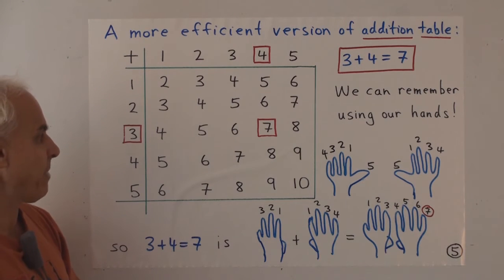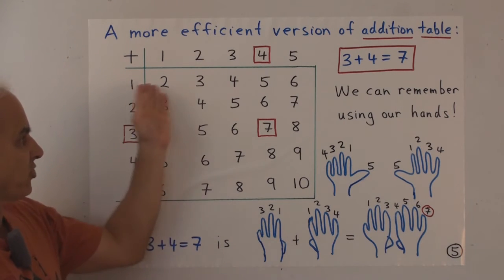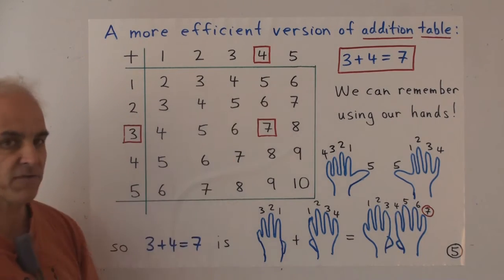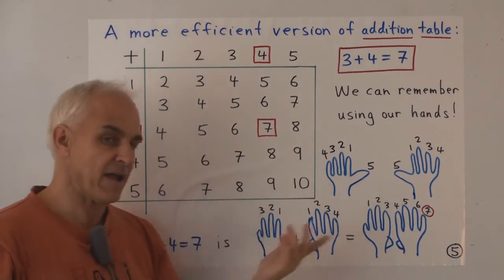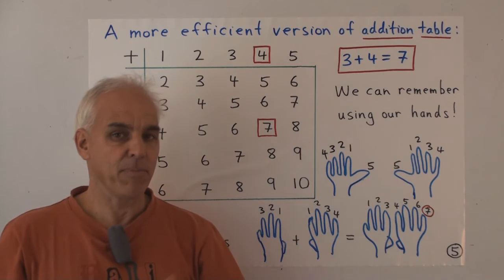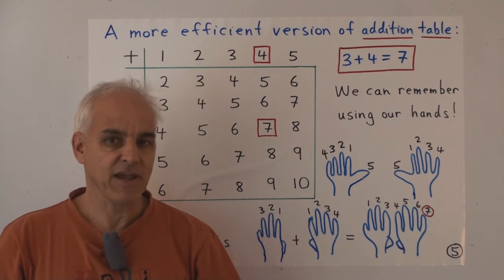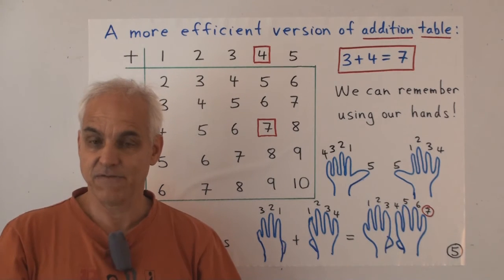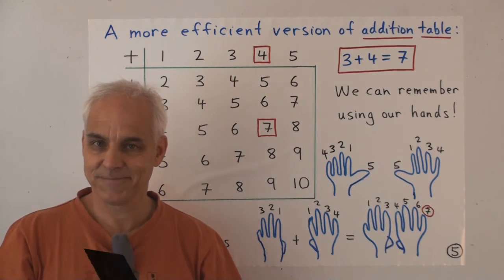Probably it's not bad even just repetition. If a student has to read this table, 1 plus 1 is 2, 1 plus 2 is 3, 1 plus 3 is 4, 1 plus 4 is 5, 1 plus 5 is 6. If you read that table simply, do that a couple of times a day, probably it doesn't take too many weeks before those facts are solidified into the long-term memory.